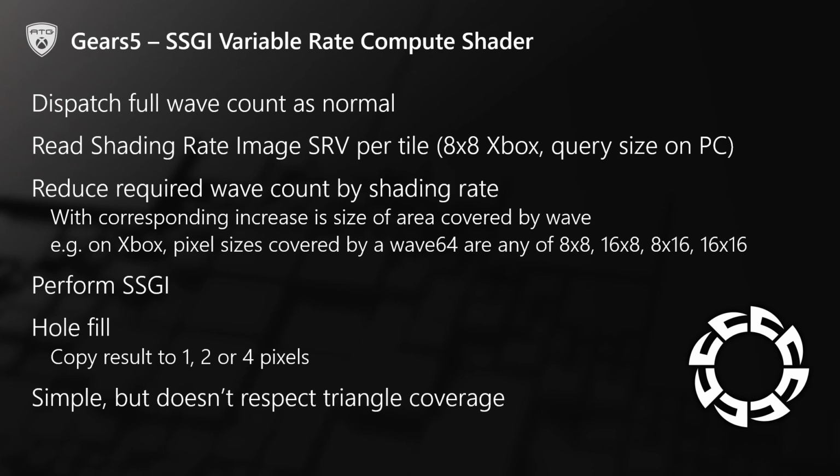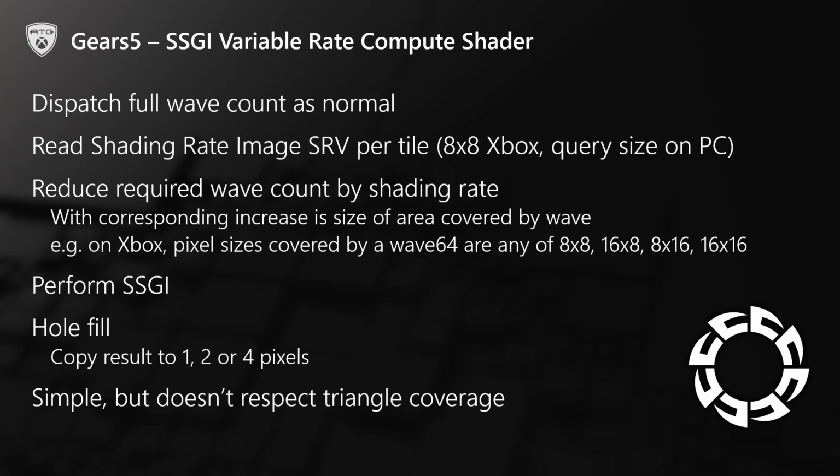And the way this worked is they would dispatch the full number of waves to process the entire render target as normal. And then per tile, they would read the shading rate image that was driving variable rate shading. Then, depending on the shading rate, they would reduce the number of waves required to process that tile if there was a coarse shading rate involved. And correspondingly, this increases the area that a single wave or thread will process. So a single thread might be processing just 1 pixel in the full rate case, or anything up to 4 pixels in the case of 2x2 rate.